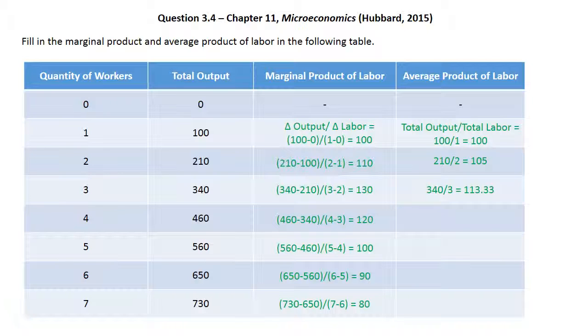And if we continue, we'll see that for a while, the average product of labor is increasing. So on average, we're getting more out of each worker. And then it's going to peak here at 4 workers at 115 before it starts to come down again to 112, then to 108, and all the way down to 104.